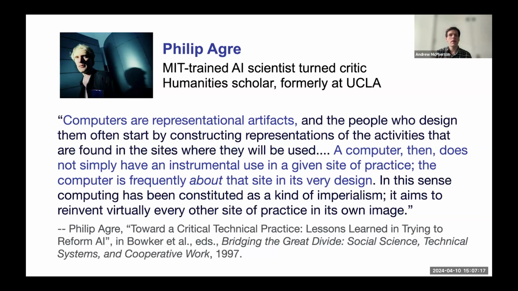And Agre goes on to make the provocative claim that computing has been constituted as a kind of imperialism. It aims to reinvent virtually every other site of practice in its own image. And I think there too, you could see the way that MIDI or the digital audio workstation have this kind of tendency to reinvent the musical practice that it purports to represent and to enable somebody to make. It is not a neutral substrate for expressing musical ideas. It's essentially redefining music to fit its own kind of terms.